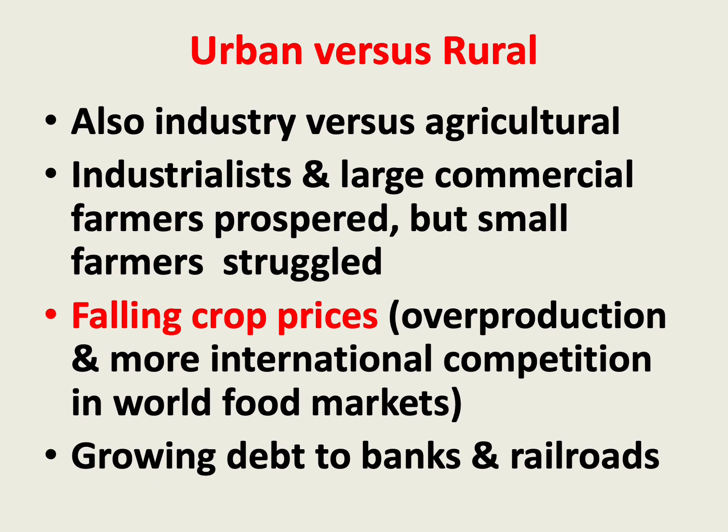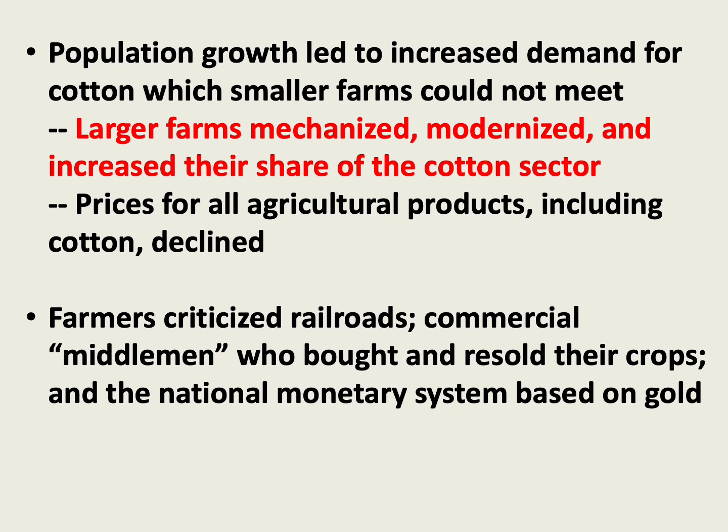And at the same time, the farmers as a whole had increased debt to banks and railroads because farmers were 100% dependent on railroads to ship their crops, and often the railroads would give credit to the farmers. Now, with more and more people wanting clothing, sheets and whatnot made from cotton, there was increased demand for cotton, but the smaller farms couldn't meet that. But the larger farms could, and they were mechanized, and they had modern technology, so they increased their share of the entire cotton sector.